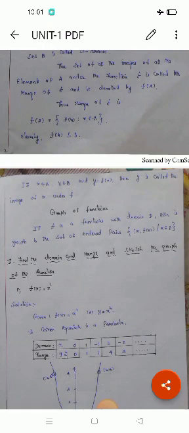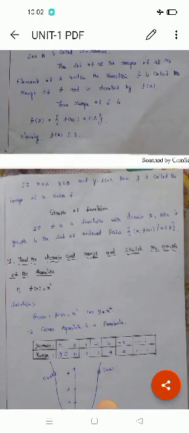The next definition is graph of a function. If f is a function with a domain D, then the graph is the set of all ordered pairs, that is x comma f of x. In this case, f of x is the value of y. So generally we can take x comma y, where x belongs to the domain D. So this is the definition for graph of a function.